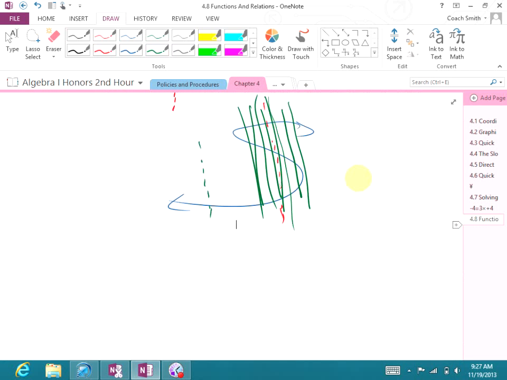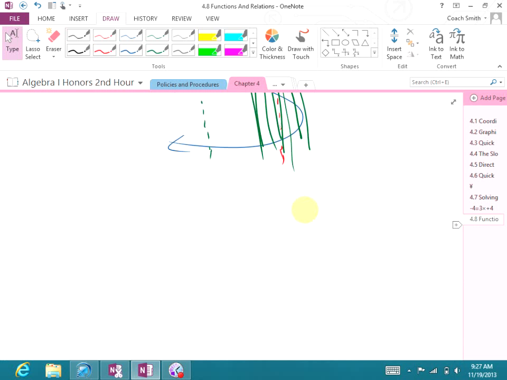All right, so that's the 2 ways that we know whether or not it is a function. Okay, now, let's look at function notation.